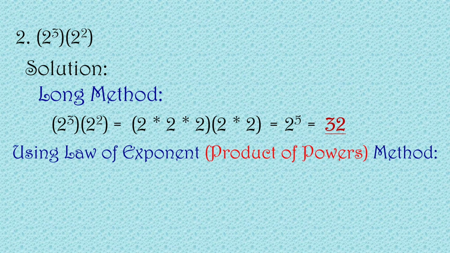Pag shortcut, using product of powers, kopyahin natin si 2, yung base natin, and then add natin yung kanilang exponent, which is 3 tsaka 2. So, 3 plus 2 is 5. Magiging 2 raised to 5, which is equal to 32. Ganun po yun, pag product of powers.